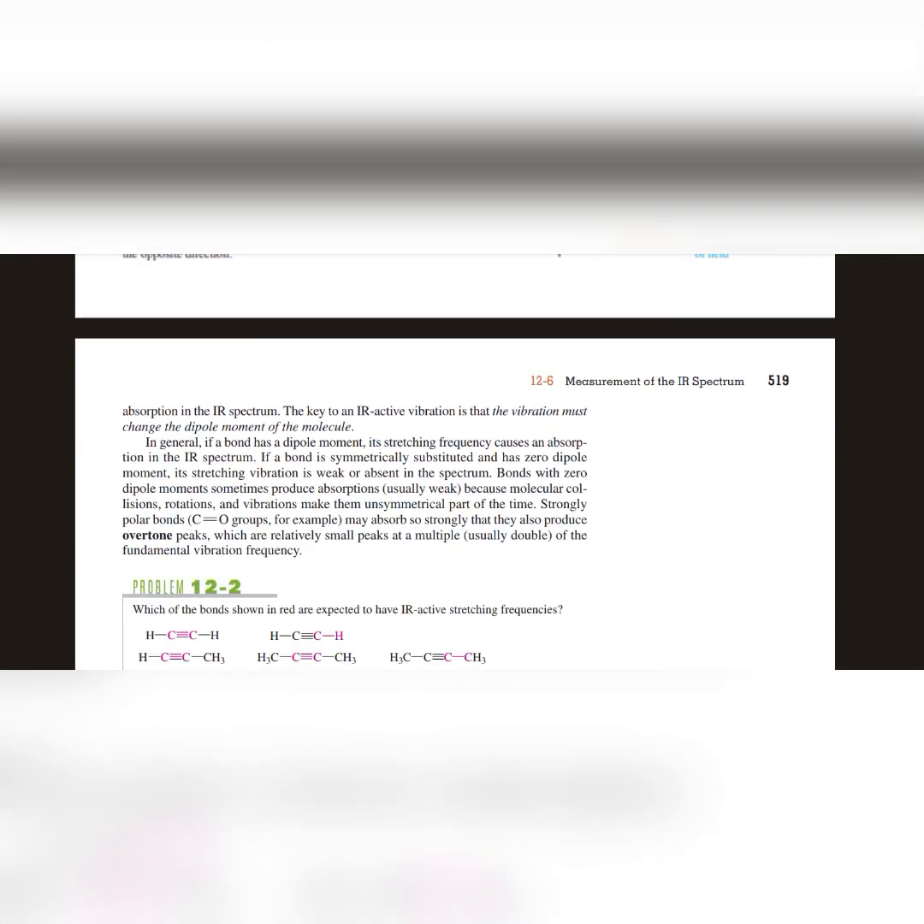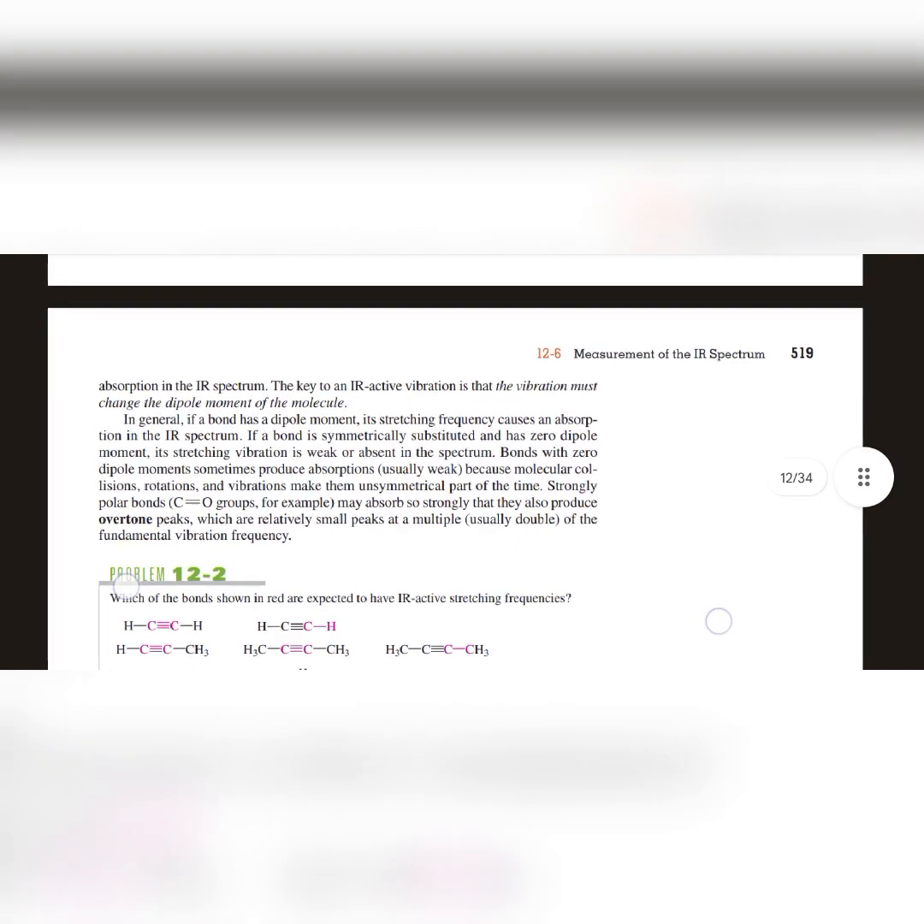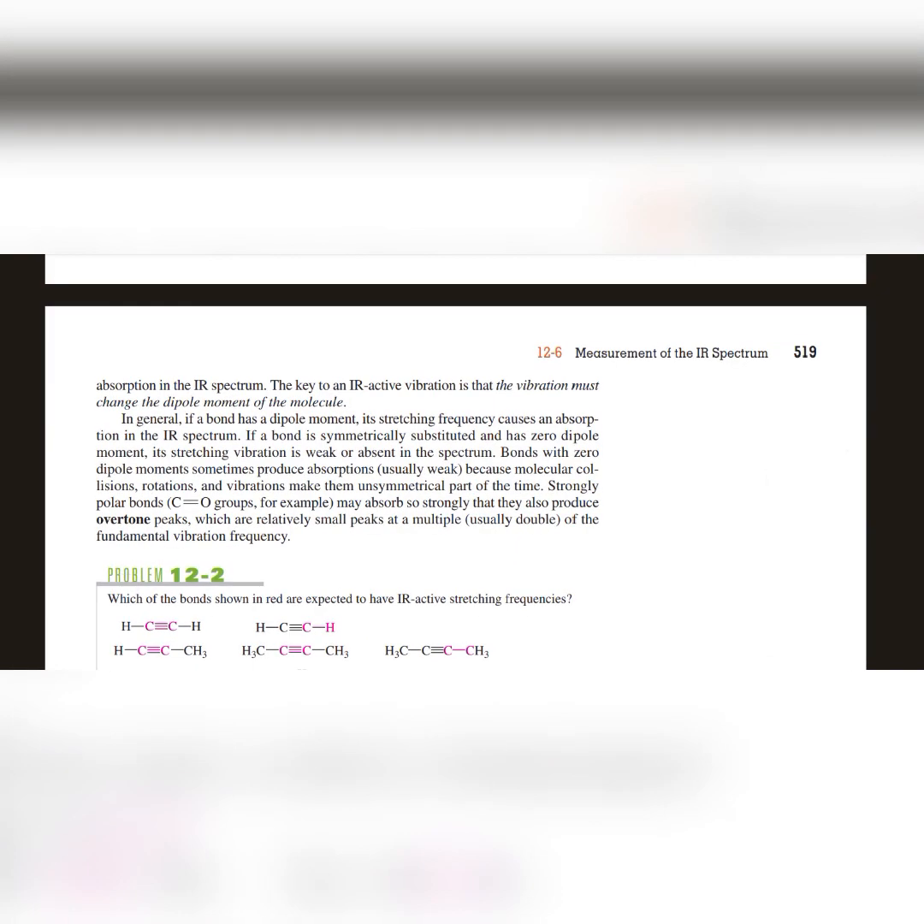The key to an IR active vibration is that the vibration must change the dipole moment of the molecule. In general, if the bond has a dipole moment, its stretching frequency causes an absorption in the IR spectrum. If the bond is symmetrically substituted and has zero dipole moment, its stretching vibration is weak or absent in the spectrum. Bonds with zero dipole moment sometimes produce absorption because molecular collision, rotation or vibration make them unsymmetrical part of the time.